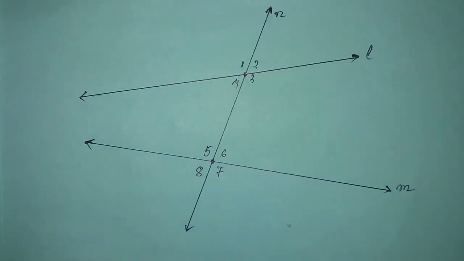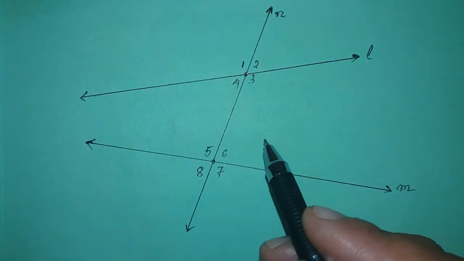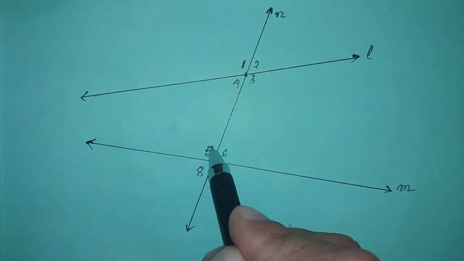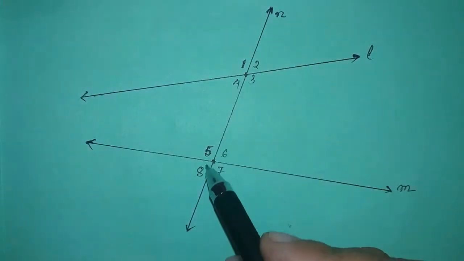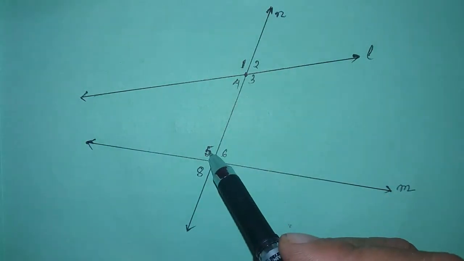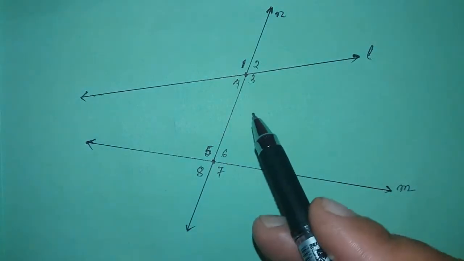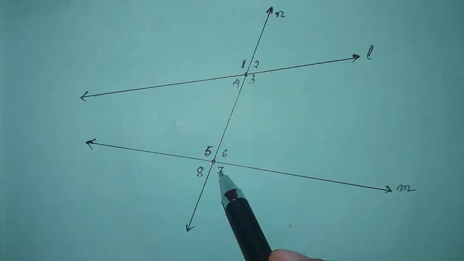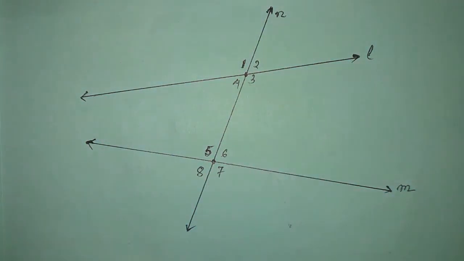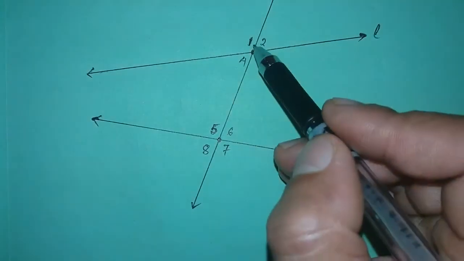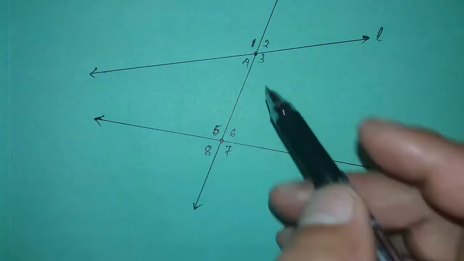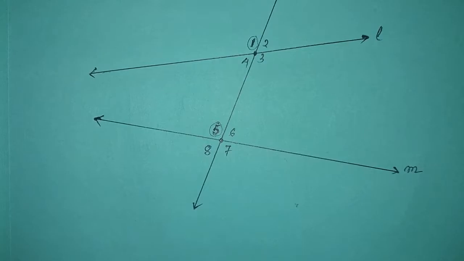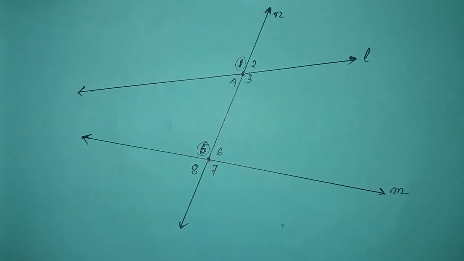Now let's see what a pair of corresponding angles is. Angle 1 and angle 5 are called corresponding angles. So these two angles are said to form a pair of corresponding angles. Similarly, angle 2 and angle 6, angle 3 and angle 7, angle 4 and angle 8. Now look at angle 1 and angle 5. Let us see why they are called corresponding angles.